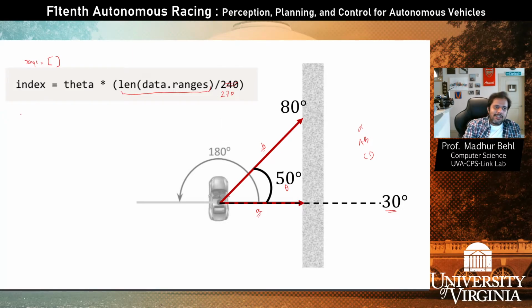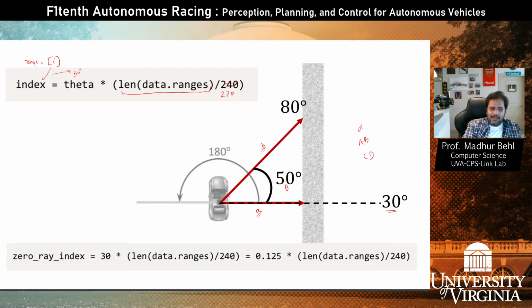And so then I can just say, for the range at 30 degrees, I want to find the value of the index I in my range vector such that it corresponds to the 30-degree ray of my LiDAR. This is very simple math to figure out what I is. What I'm calling my 0 ray index is 0 because it's aligned with the axis of my base link.